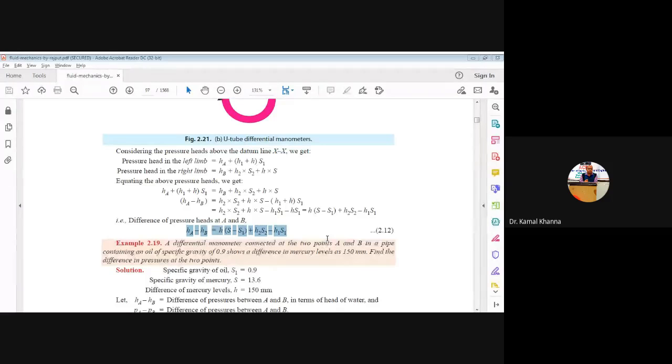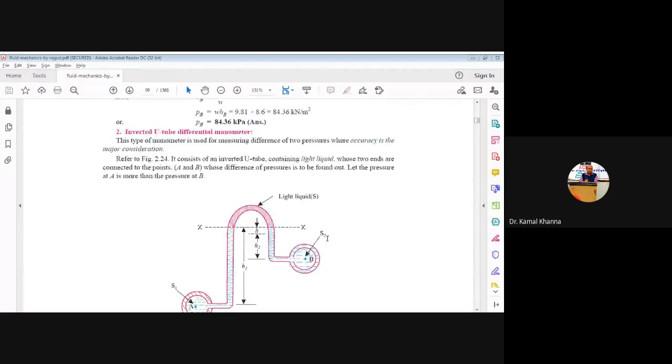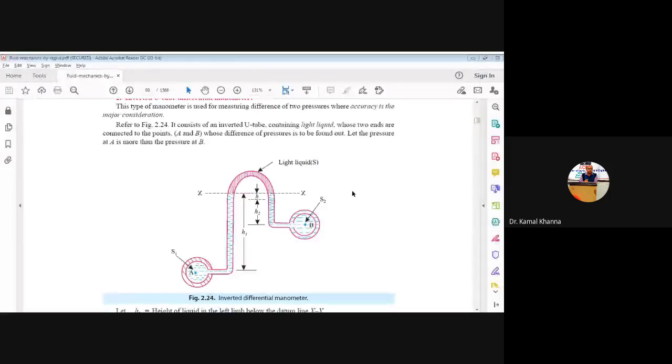Next, we have the inverted U-tube manometer. This inverted U-tube differential manometer is used whenever you want to measure a minute pressure difference, that is, a very small pressure difference between points A and B. In the case of the inverted U-tube manometer, you can see a lighter liquid is used whose two ends are connected to the two different points.